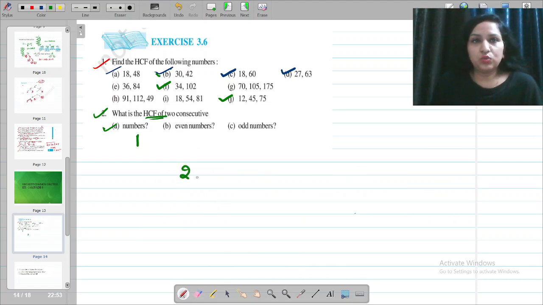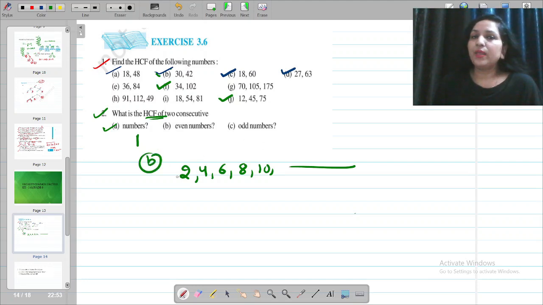Let's say 2, which is the even number after 2? 4, 6, 8, 10, and it goes like this. We are talking about B part. What are the factors of 2? 1 and 2. Factors of 4: 1, 2 and 4. We are talking about the highest common factor.